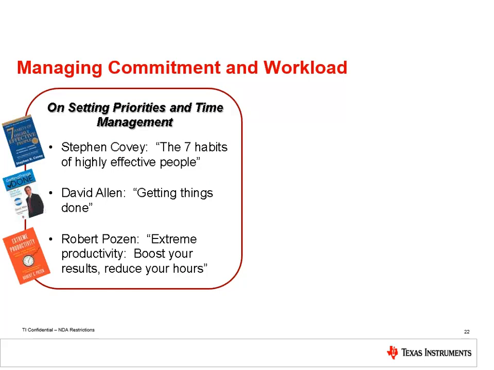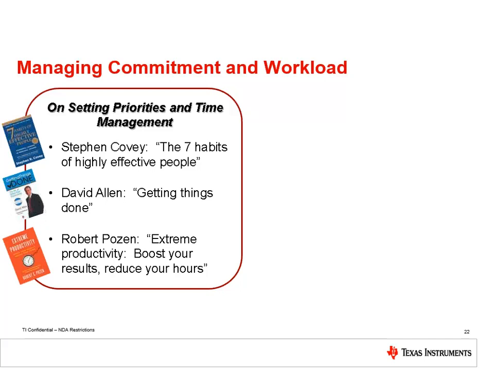So I just want to highlight that there are things like these books that are readily available, and maybe a lot of you have seen these before. Setting priorities and time management. Stephen Covey, a book written in 1989, 7 Habits of Highly Effective People. David Allen, Getting Things Done. Robert Pozen, Extreme Productivity. So I think you have a chance to read these.